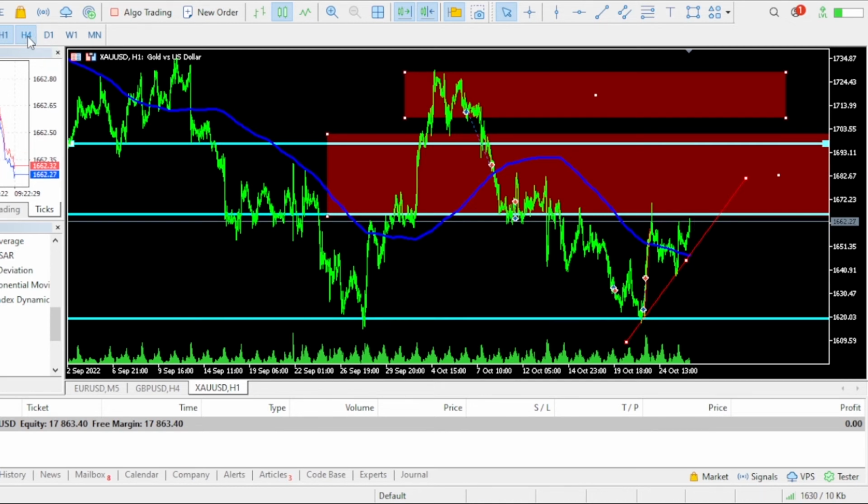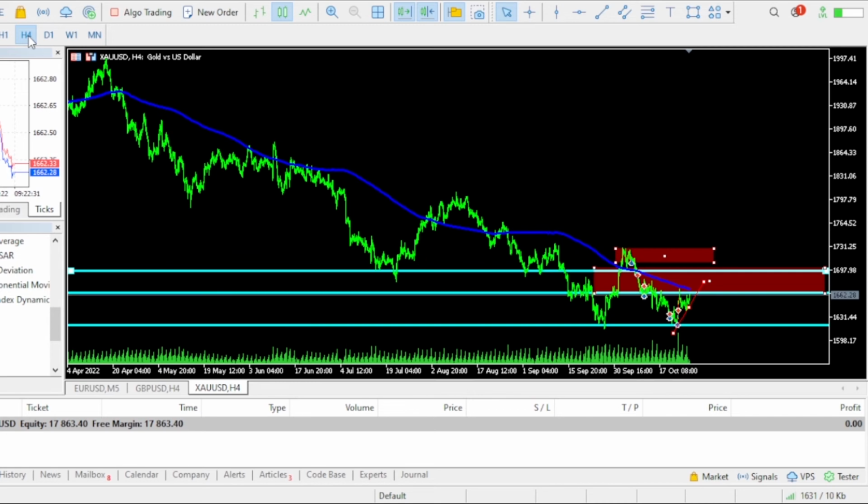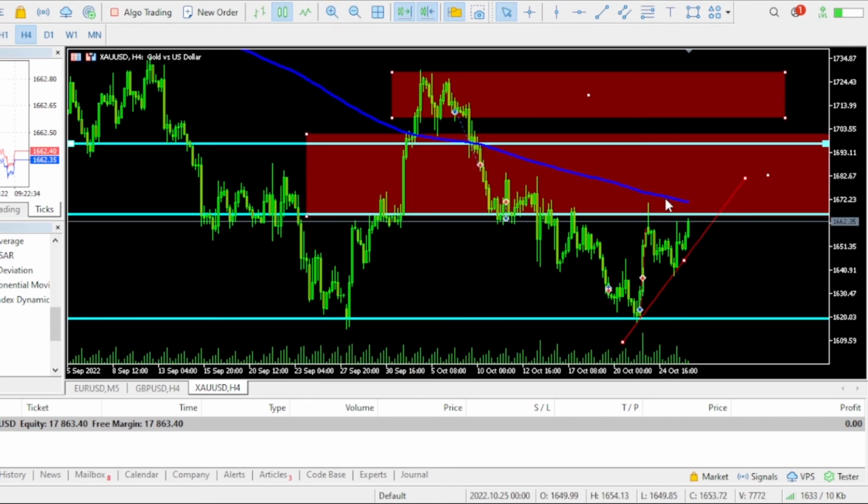If you go to the 4 hours time frame, you see the ceiling there. You see this is the 200 period moving average. This is what is making it bounce back. So there's more likelihood that it's going to drop from here. It's more likely that the price is going to drop from there.